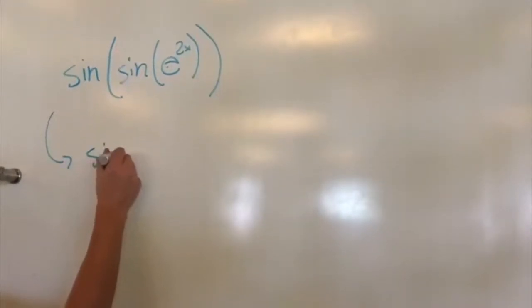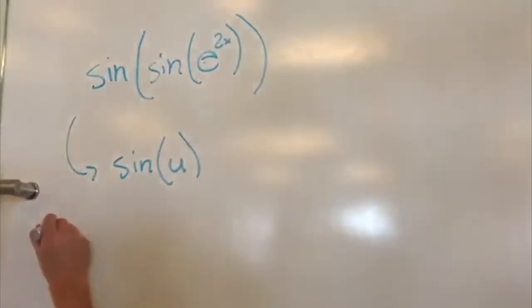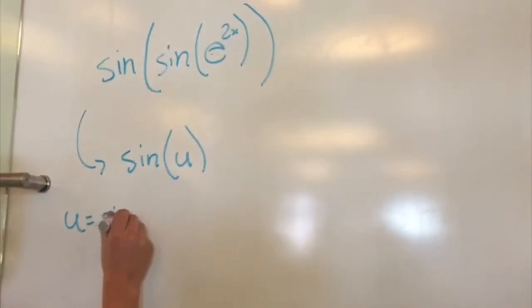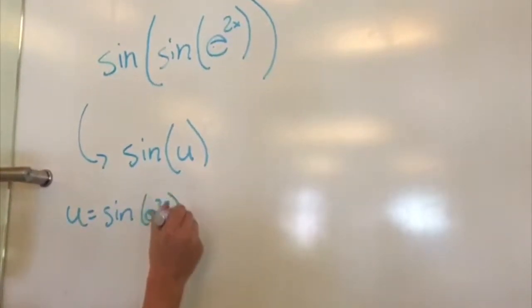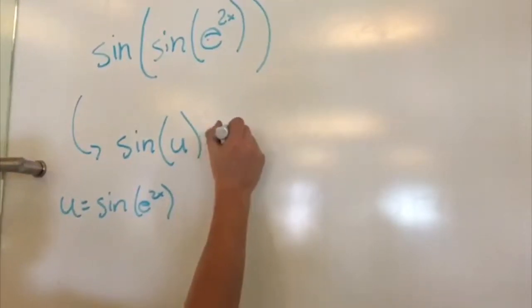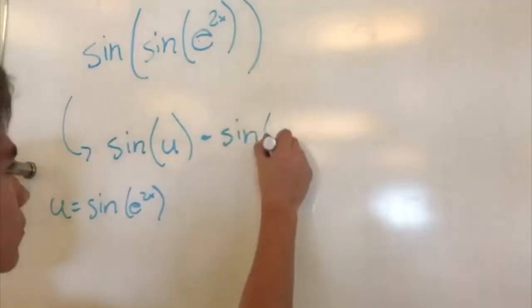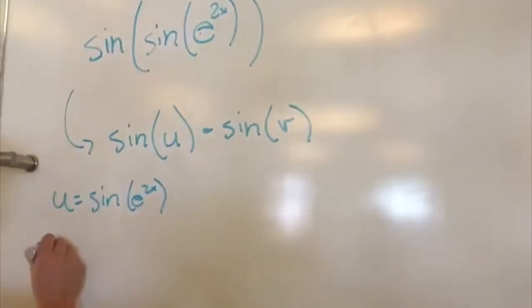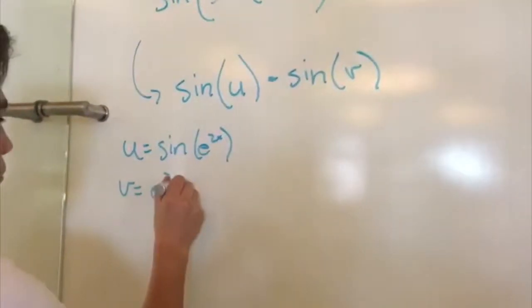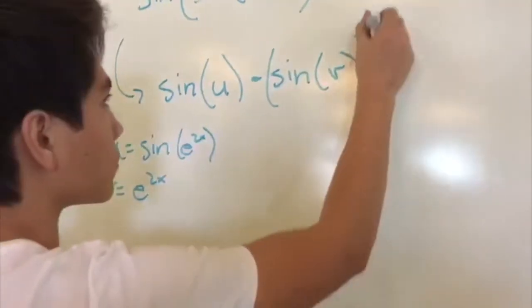We have another chain rule. So first of all, we have the sine of something, the sine of u. U is going to be sine of e to the 2x. The next outermost thing that we have is sine of v. V is going to be e to the 2x.